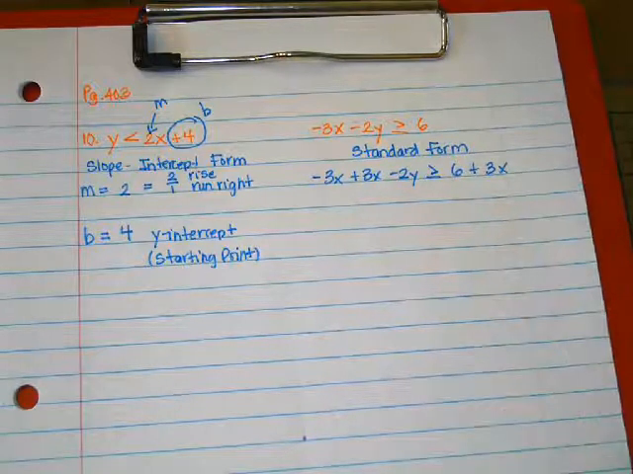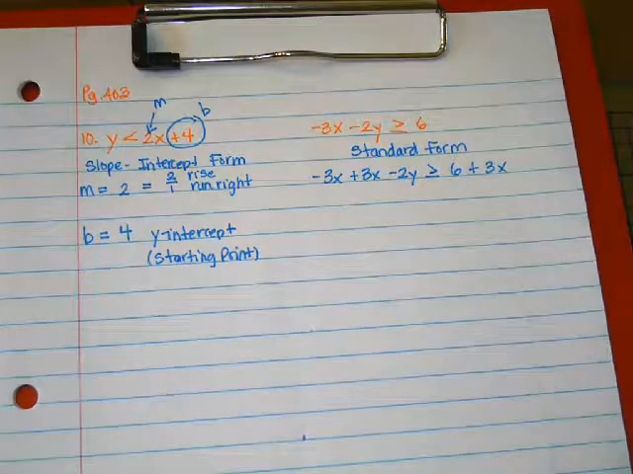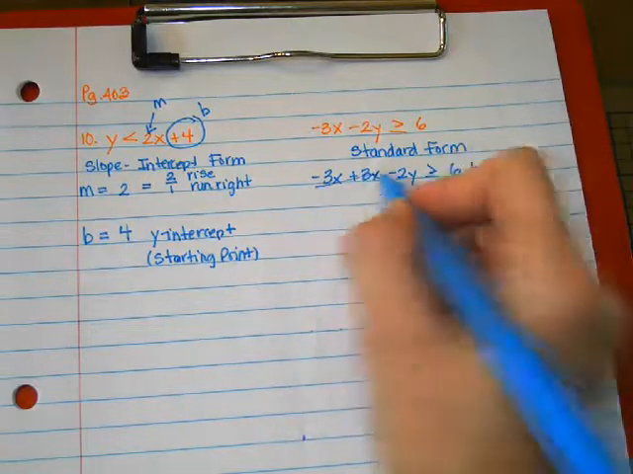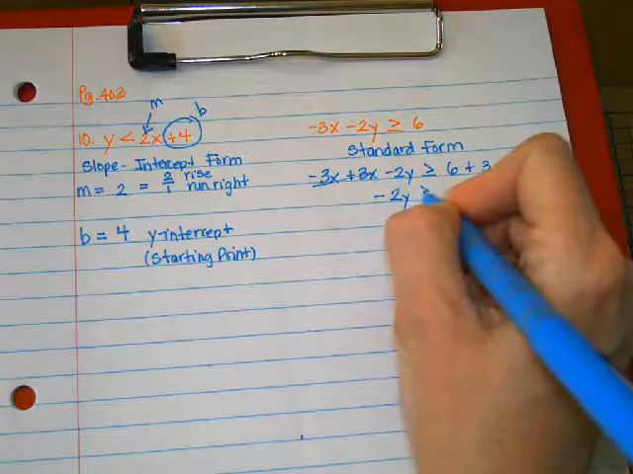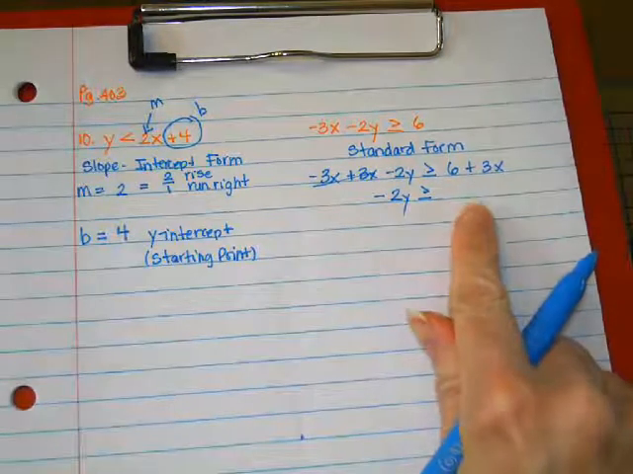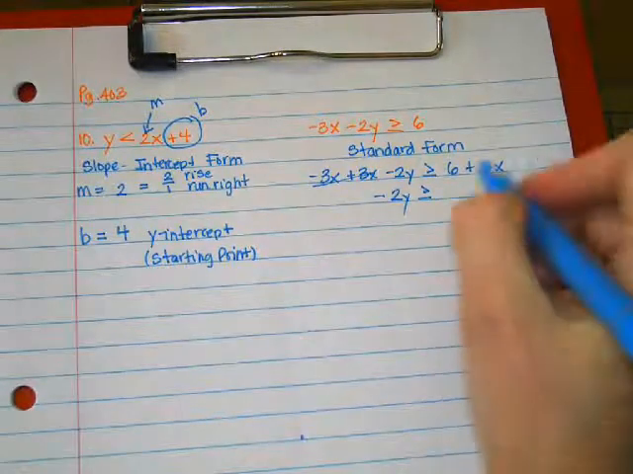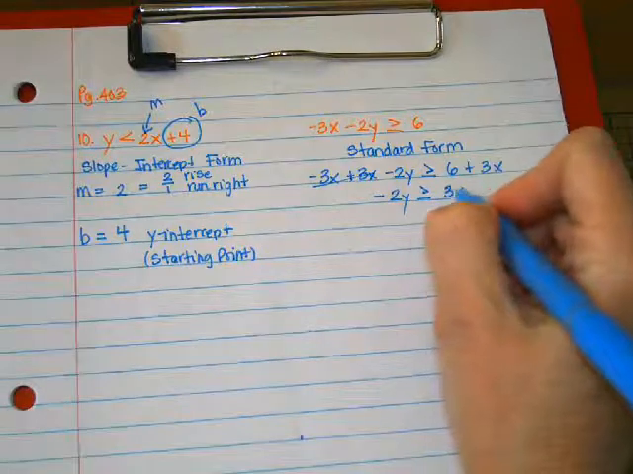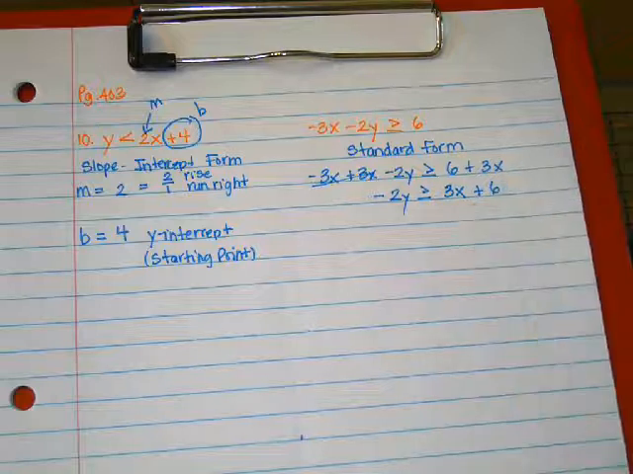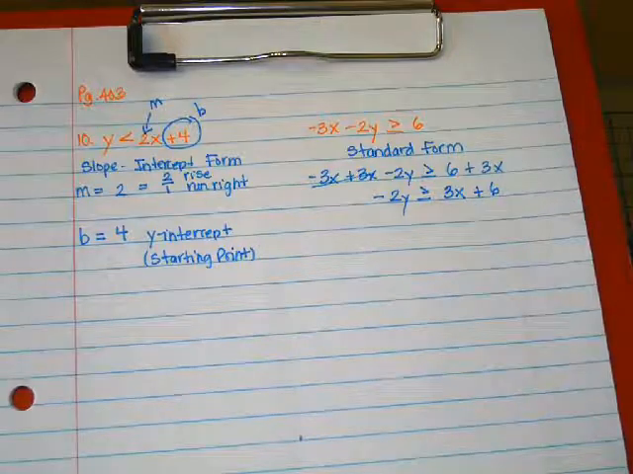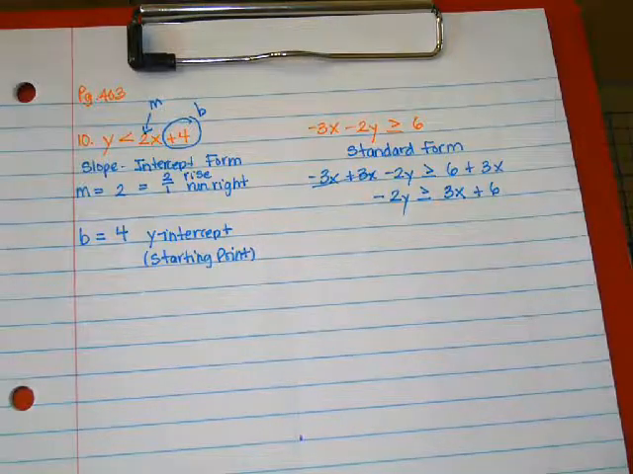All right, so Ethan, what happens to this negative 3x plus 3x? Beautiful, they cancel each other out, leaving me with a negative 2y is greater than or equal to. And how do I put this in the correct order? Good job, Ethan. I put my slope first, that positive 3x, and my y-intercept or my b value, that positive 6, second. So now, am I in slope-intercept form? You're right, Isaiah.